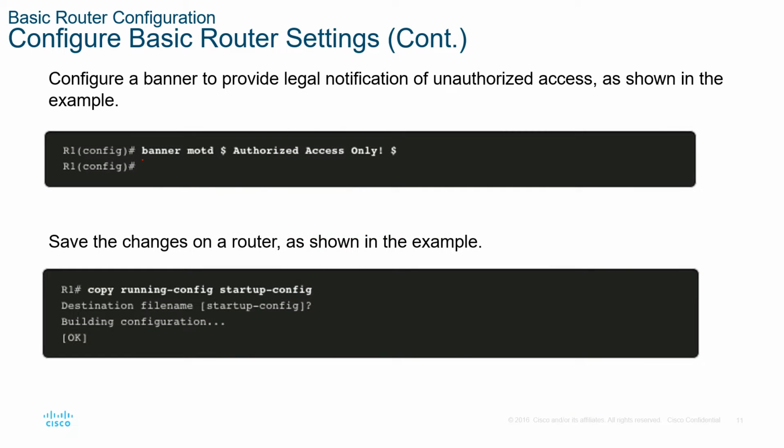Set up a banner. The command is banner motd, a character, and then the message. And then the same character you declare here. Okay. Then you save: copy, and then the running config, which is in RAM. It's a temporary storage. You save it in the startup config. So this is the source going to the destination. Okay, and then you just press enter and then enter.